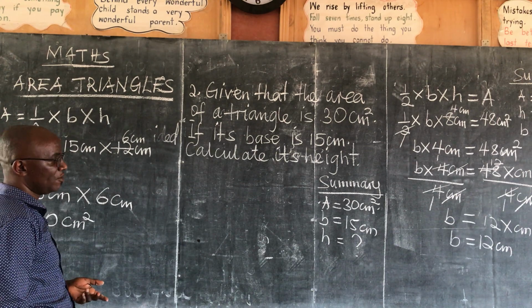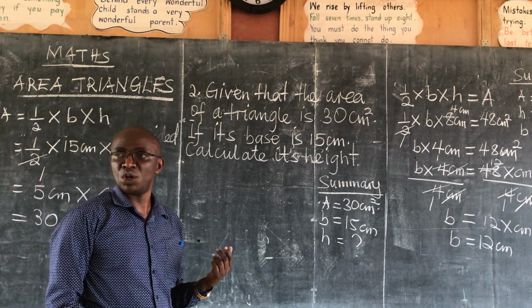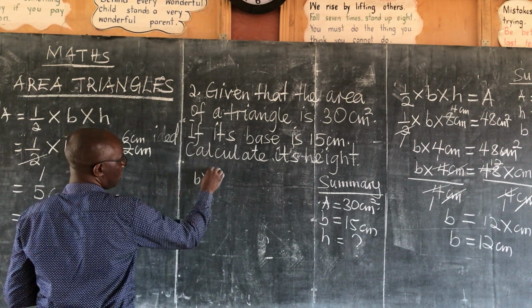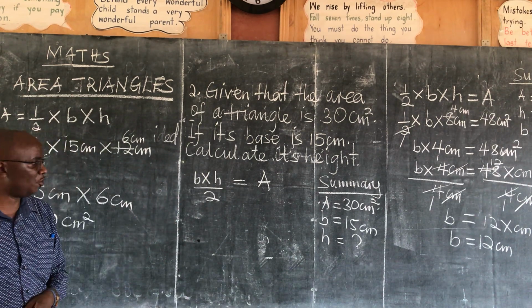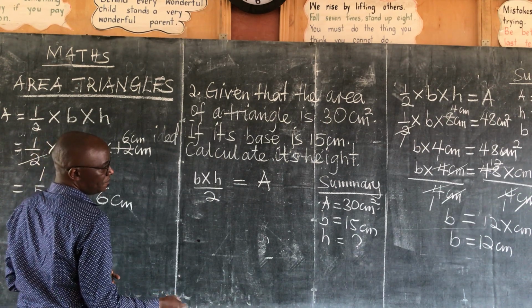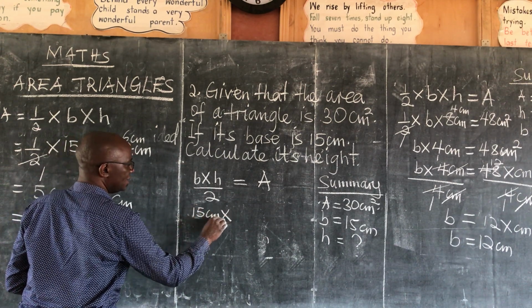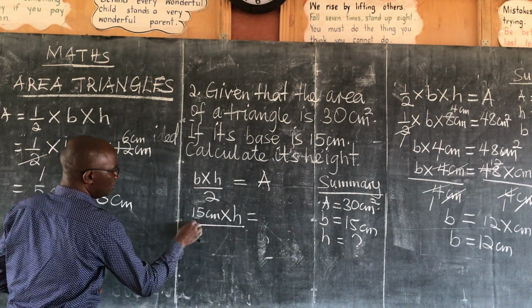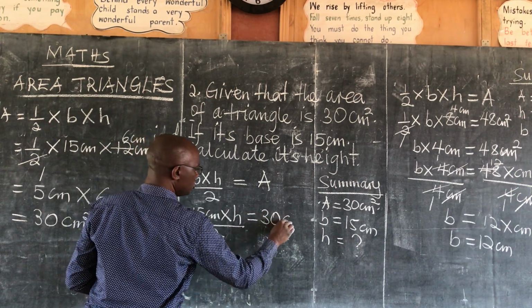So now we bring in the formula. Now I'm going to use the second formula. Remember that I've given you two formulae. So let me use the second one. So now it is base times height out of 2 is equals to area. This one can also serve as the formula. Then we substitute. The base has been given. So 15 centimeters times the height, which we do not know, out of 2 is equal to the area, which is 30 centimeters square.